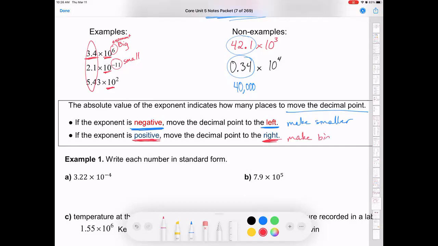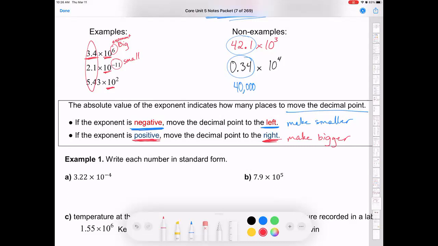Now, the number itself, when it's in scientific notation and when it's in standard form, is exactly the same. You're just changing it from scientific notation to standard form. Standard form is just a number, like if you were just given a number. It's still the same number, just represented differently. All right, so let's see these in action.